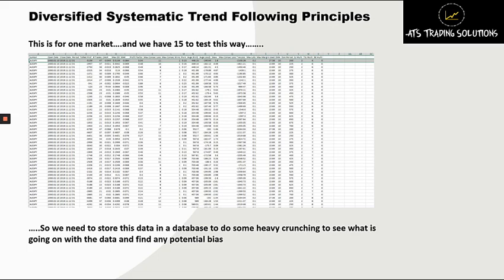Now, because this is only one market that we have undertaken, when we are actually going to be undertaking this process across all 15 markets, you can see that with the data that's crunched here and the content of it, it gets pretty large pretty quickly. That's why we need to move this data over into a database, which allows us to do some heavy crunching to see what is going on with the data and find if there is any potential bias.